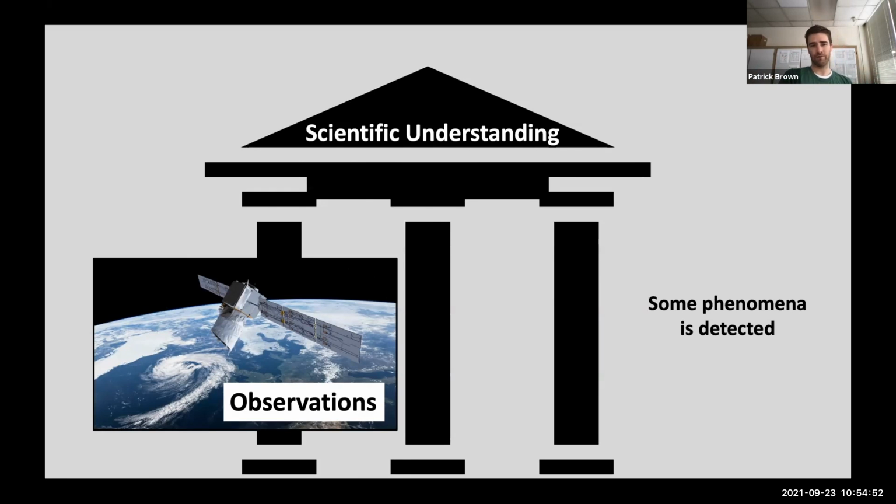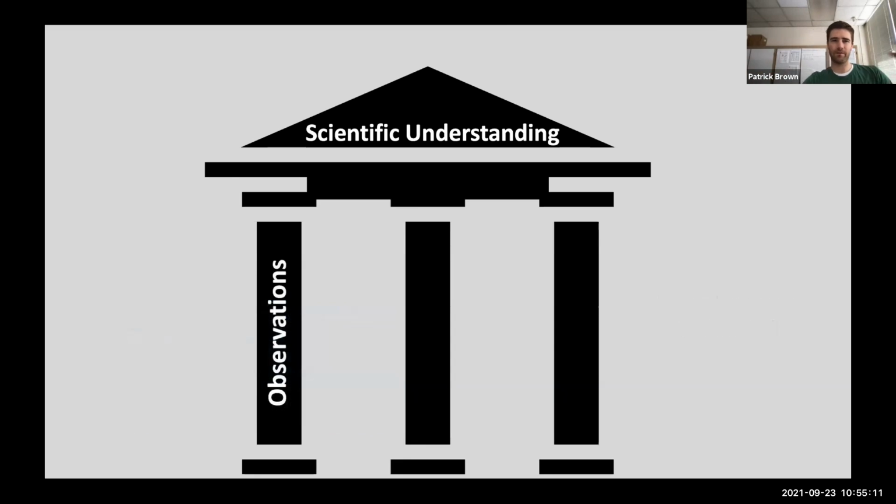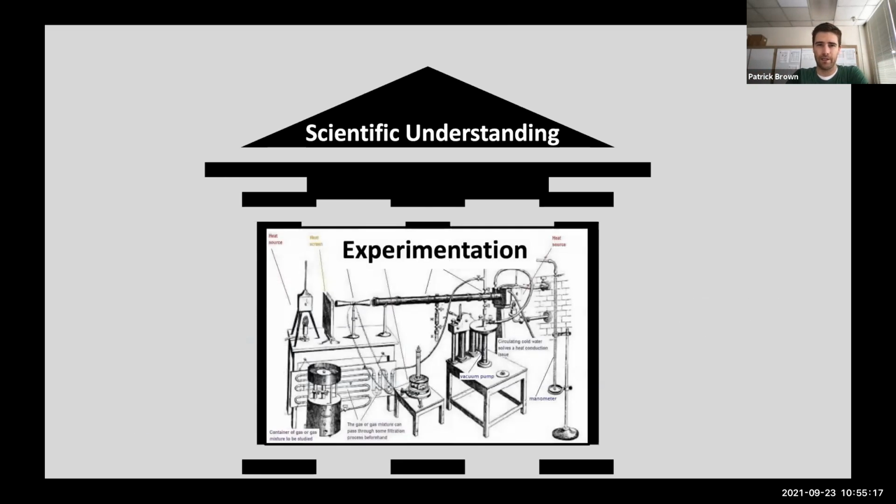So we talked a lot about long wave radiation, which is not perceptible to us. So if you have some type of a device that can measure something that's not something that we can actually sense with one of our five senses, that can be an observation as well. So first you observe something. So observations are a critical part of scientific understanding. And then experimentation is a critical component.